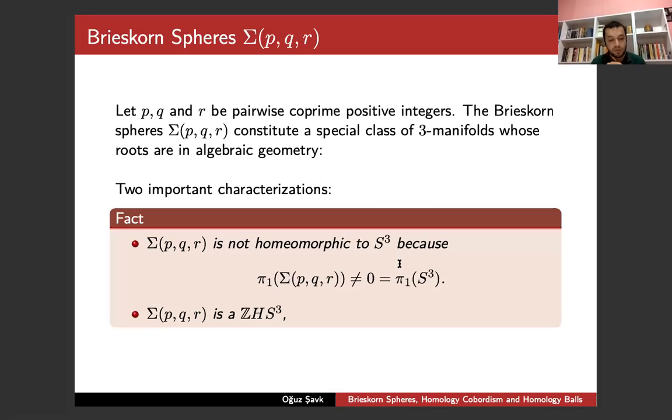First of all, Brieskorn spheres are different from the three-dimensional sphere because their fundamental groups are not trivial. On the other hand, they are always integral homology spheres.